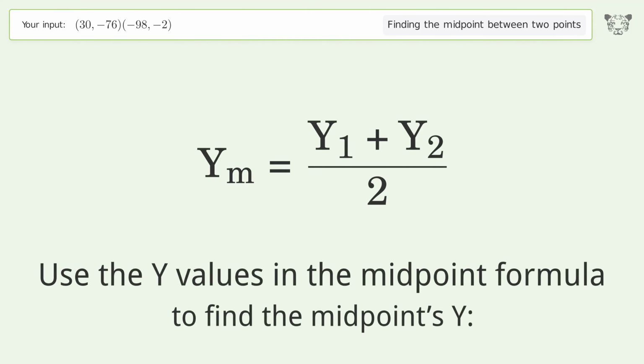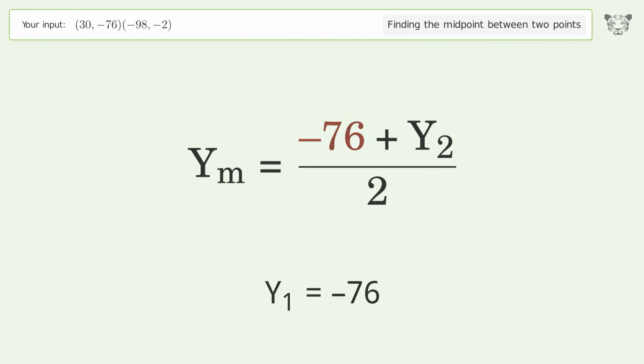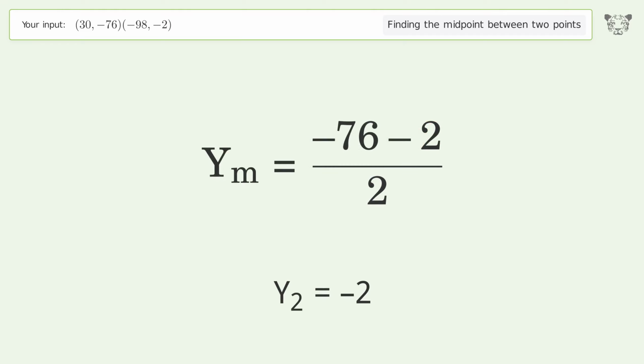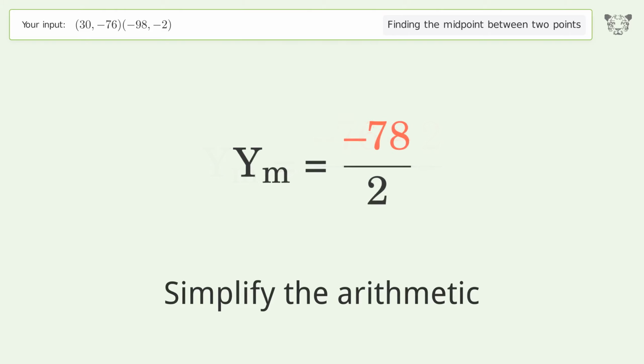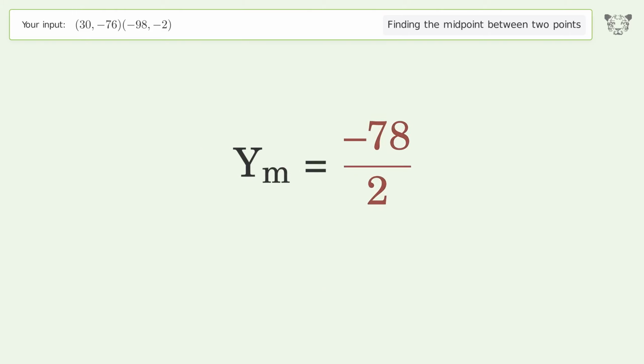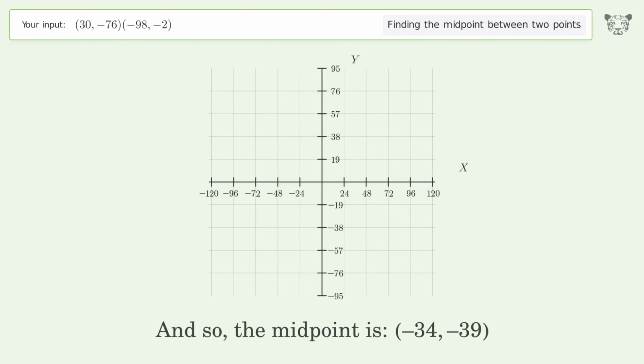Use the y values in the midpoint formula to find the midpoint's y. y1 equals -76. y2 equals -2. Simplify the arithmetic. And so, the midpoint is -34, -39.